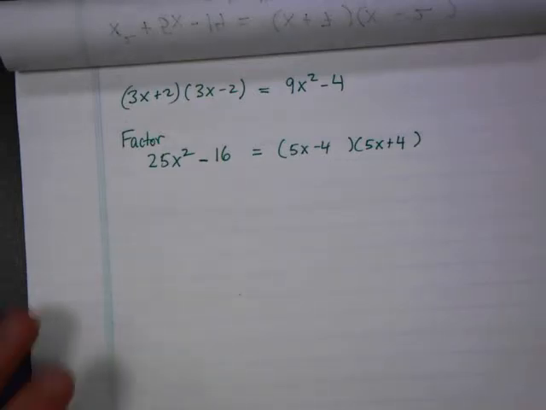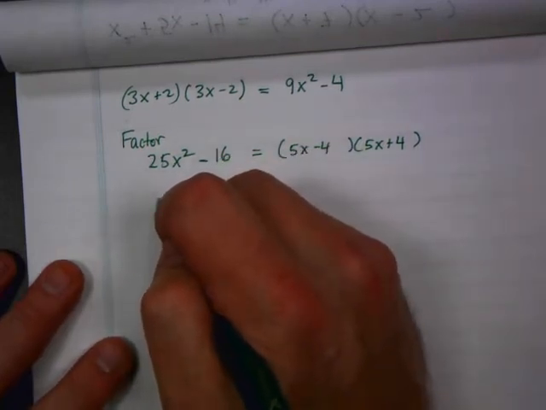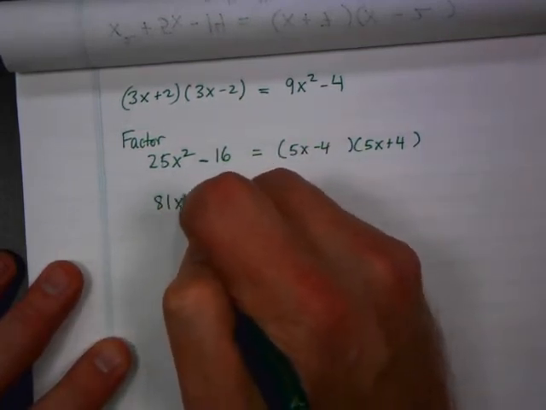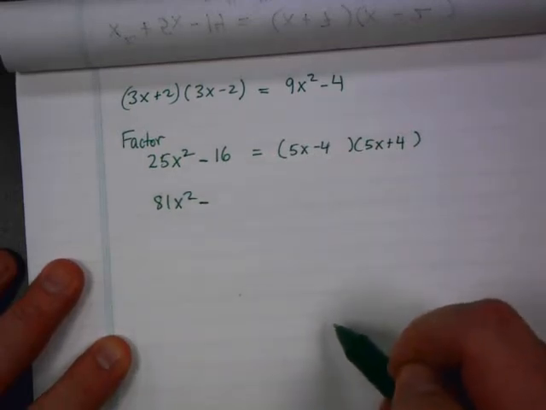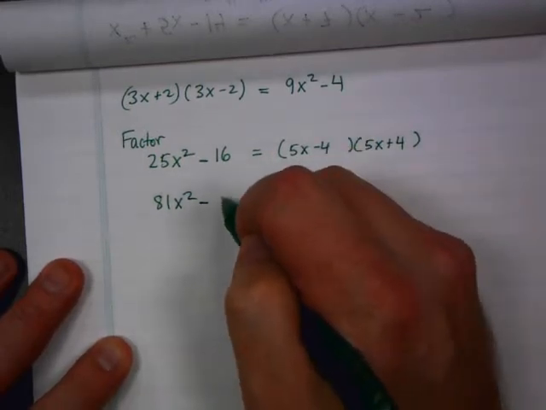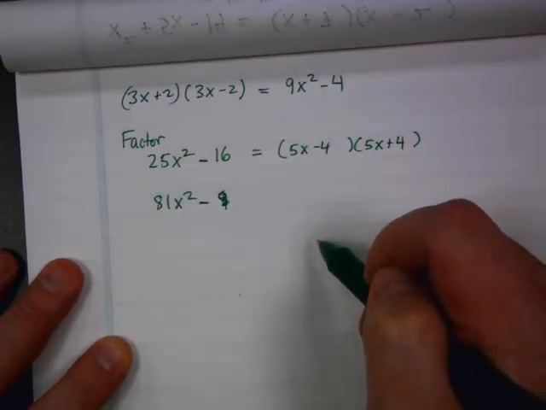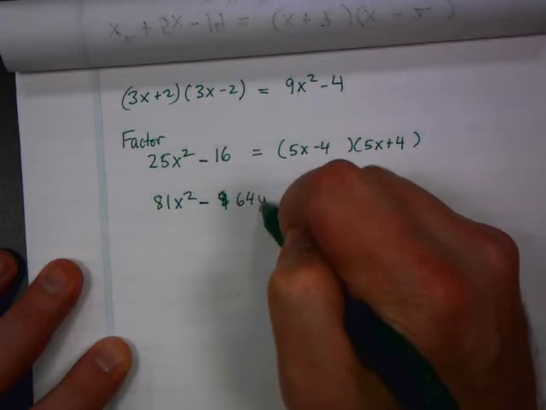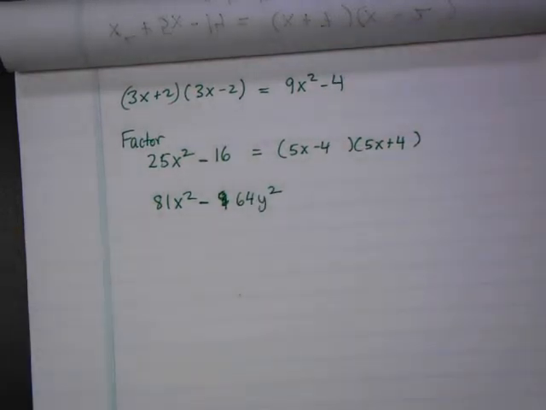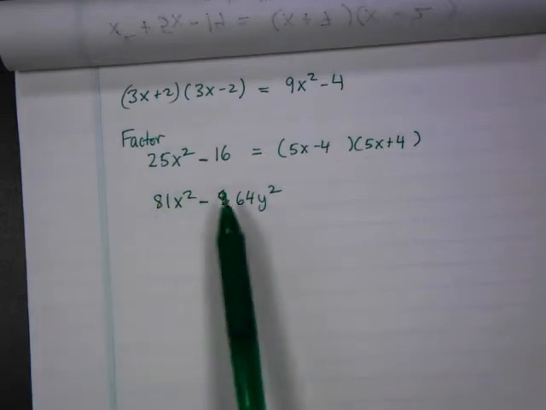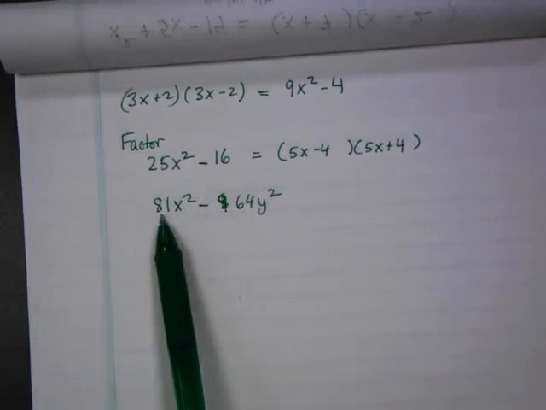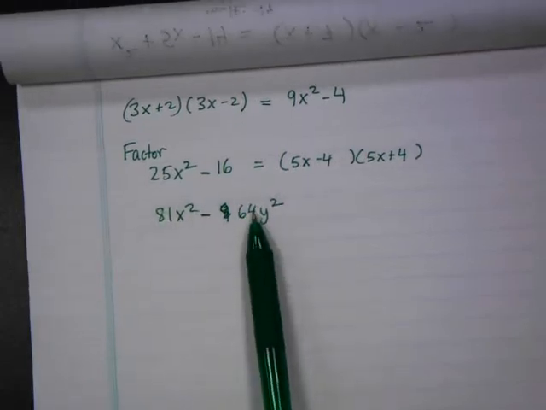All right, here's another one. How about 81x squared minus, not 9, 9's a bad number, how about 64y squared? I look at it. Again, I notice there's only two terms. Are these both perfect squares? Yes, 81 is 9 squared and 64 is 8 squared.